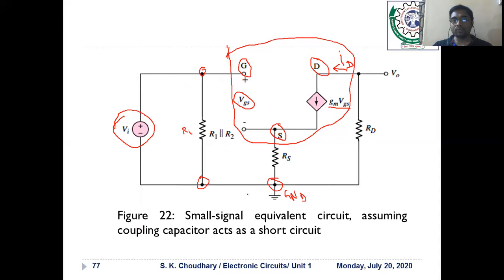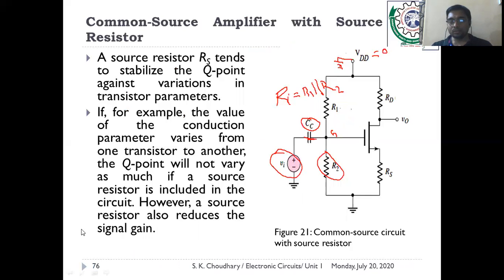Now we have to come to the output network of the circuitry. So what is on the output side? On the output side, there is a resistor RD, the drain resistance, and you can also consider RS because it is common to input and output. So there are actually two resistances on the output side.